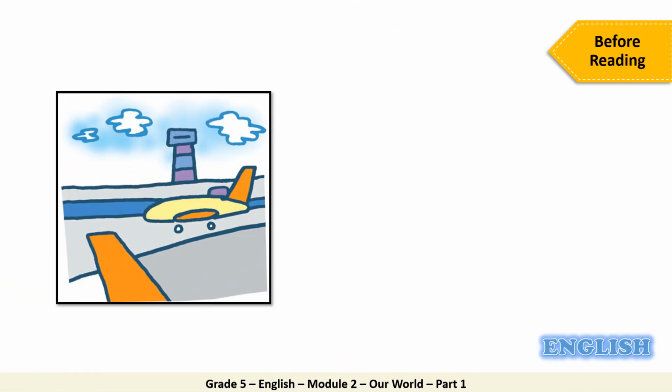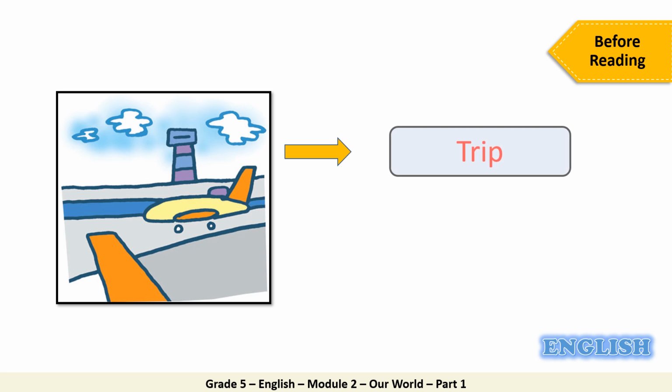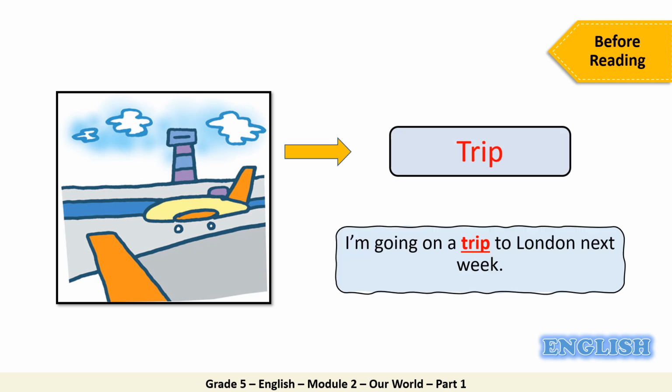Look at this picture. What can you see? A plane. Where can you see a plane? Yes, at the airport. So this first word is something you do when you travel by plane. The word is trip. For example, I'm going on a trip to London next week.